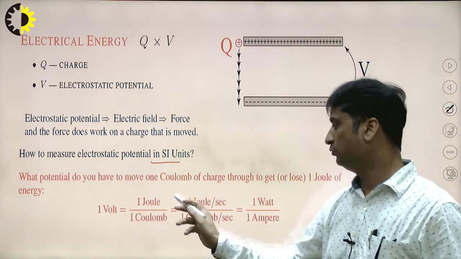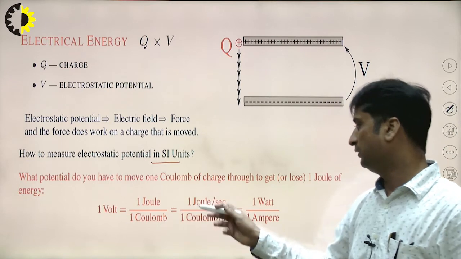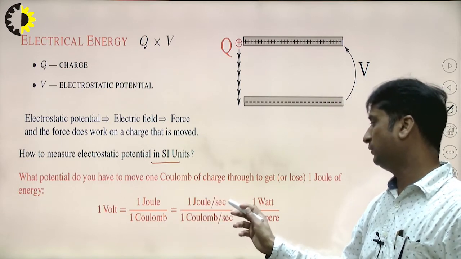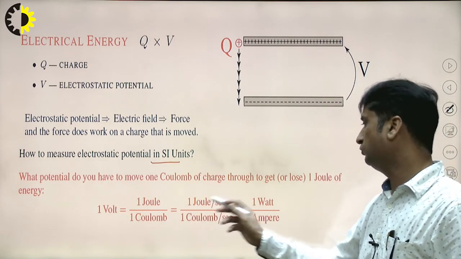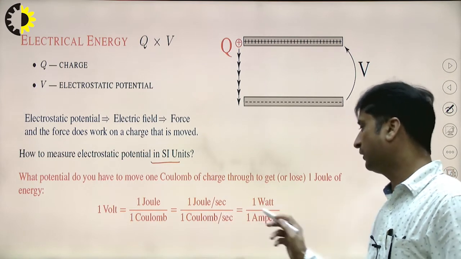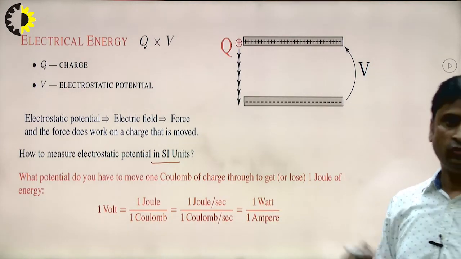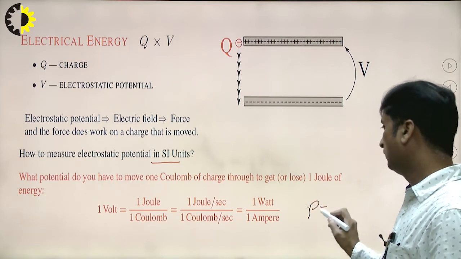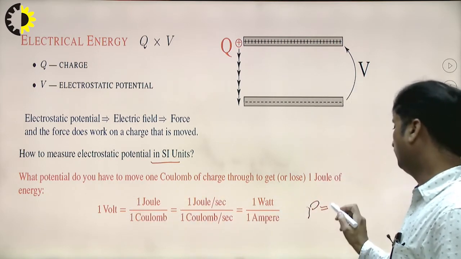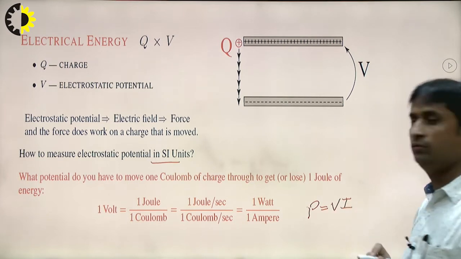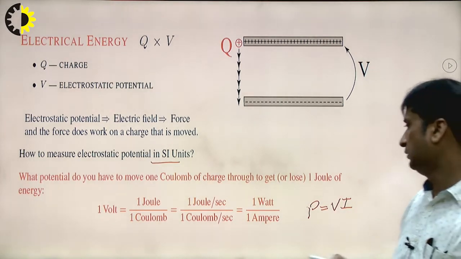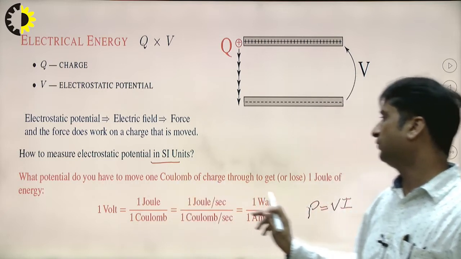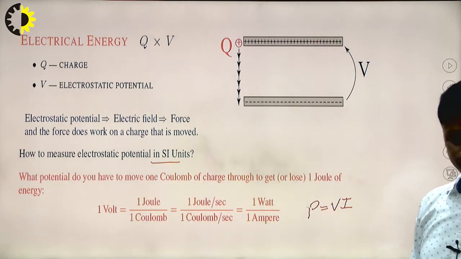The volt is joules per coulomb, and if you divide this by seconds, joules per second is watt and coulomb per second is current. So watt per ampere. From here you can say simply that power is given by V into I, where this is volt and this is ampere. So that is the potential that we are applying over here.